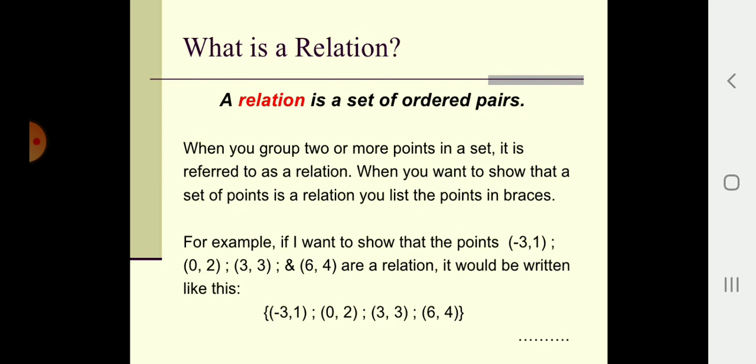So, for example, if I want to show that the points (-3, 1), (0, 2), (3, 3), and (6, 4) are a relation, it will be written like this.